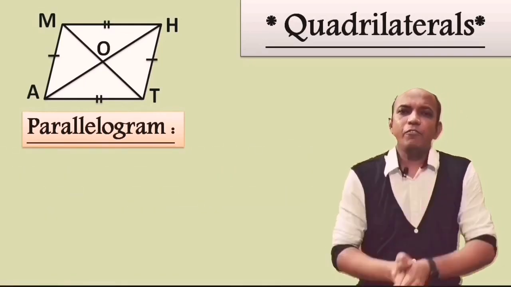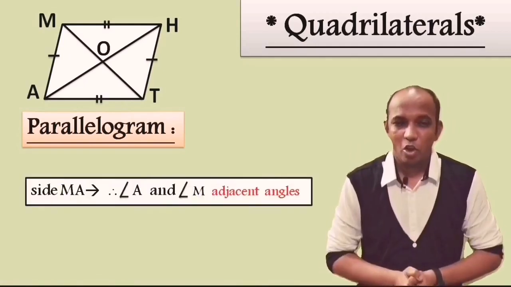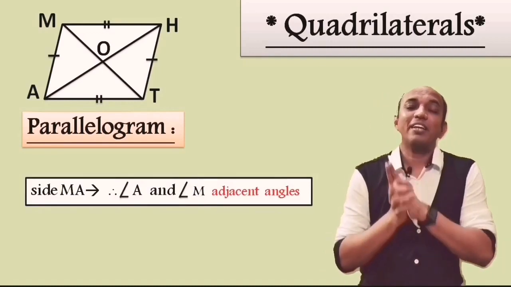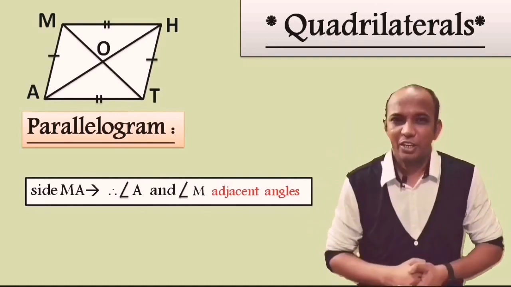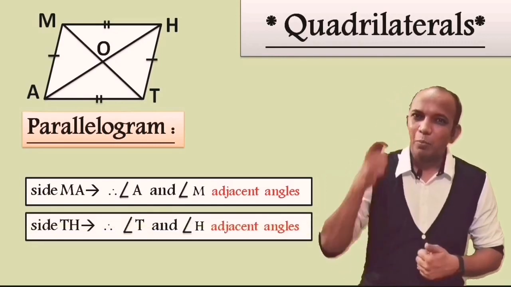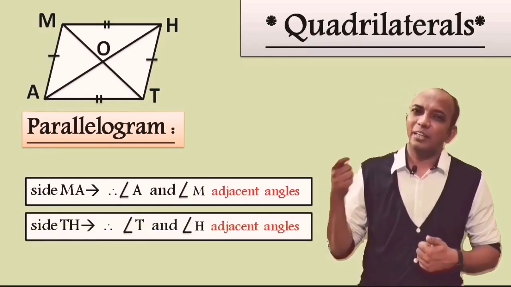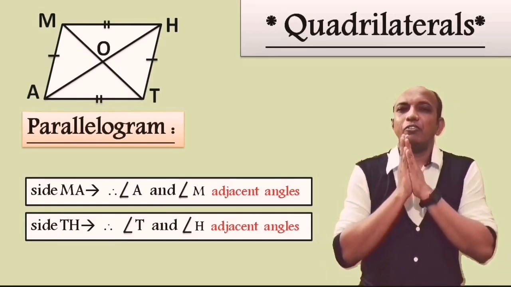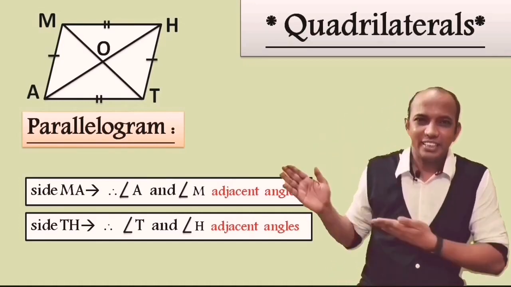Now I'll give you a tip to identify adjacent angles. If you name any side in this diagram, suppose side MA, then the points M and A are making adjacent angles. So angle M and angle A are adjacent angles. If you say side TH, that means point H and point T are the adjacent points, and that makes them adjacent angles also. So keep it in mind, for adjacent angles you have to just move along the sides.